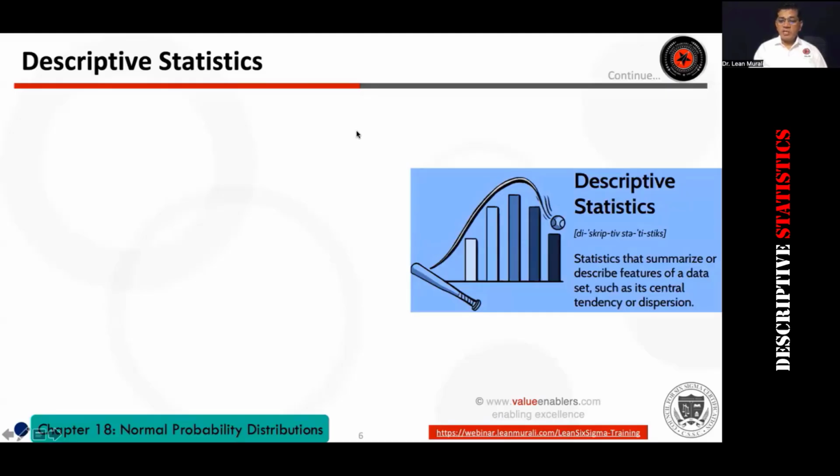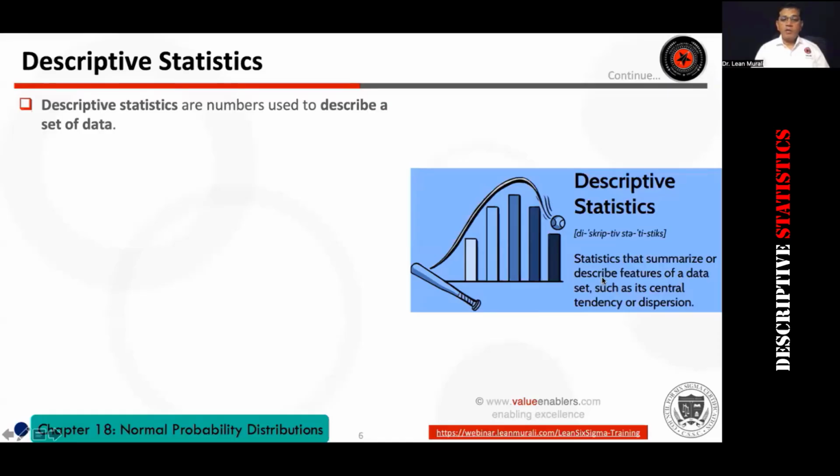Descriptive statistics means statistics that summarize two things: central tendency and spread. All of you type CT and spread in the chat. Okay. Now, that is about the distribution of data.